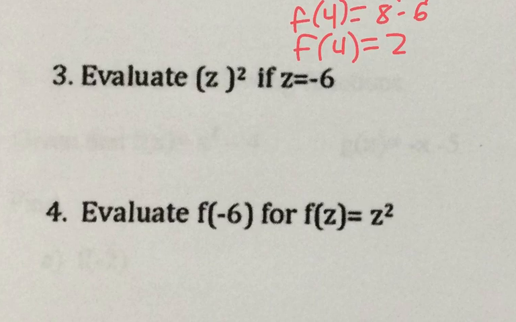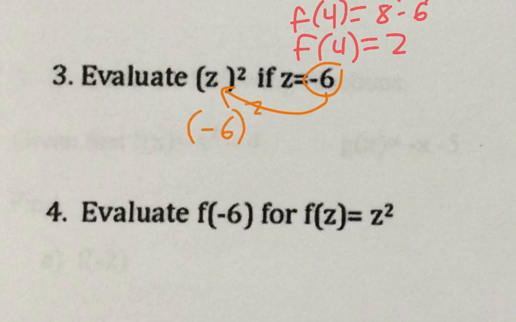3, evaluate z squared if z is -6. So what am I going to do? I'm going to substitute -6 into z. What would that look like? -6 squared. What is -6 squared? 36. What kind of math statement is this? This is an expression. No equal sign. So what's my paper look like? No equal signs. All right, we follow?